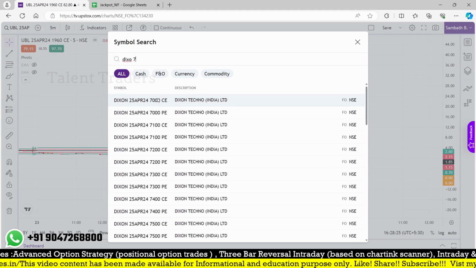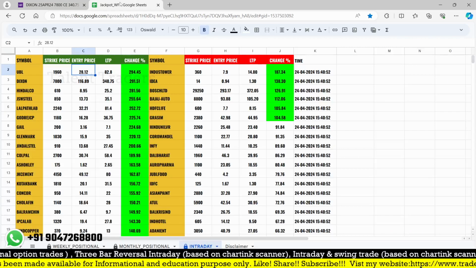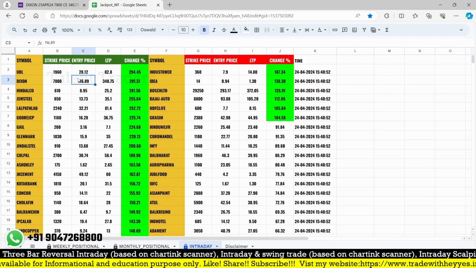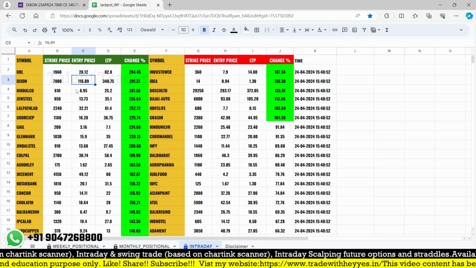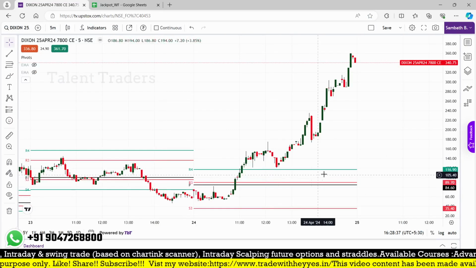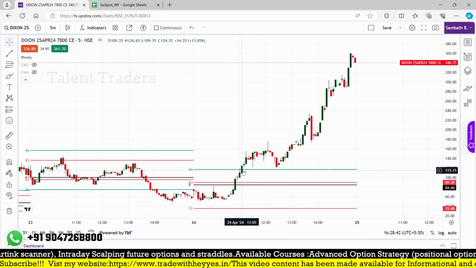Only liquid stocks you should focus on for your breakout. So Dixon, our breakout point is 116.9. So it is exactly showing; maybe some issues on UPL. 116.989. So here the chart shows 116.9. So here is the breakout where the R4 gave you the breakout.